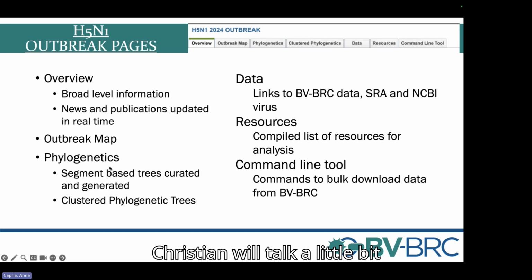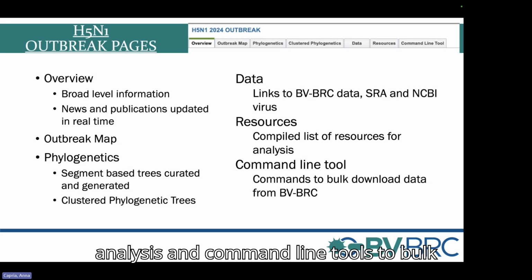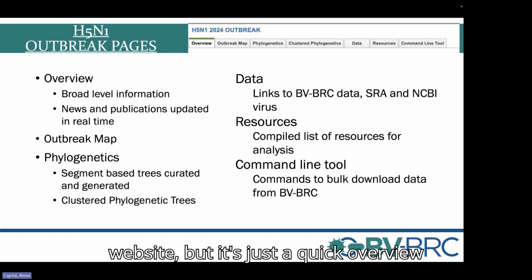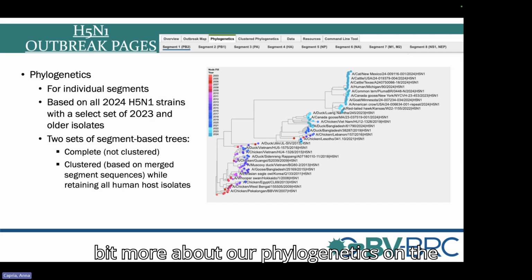Then Christian will talk a little bit more about our phylogenetics, but we have both a segment-based tree that's curated and generated, and clustered phylogenetic trees that are also segment-based. And the data tab includes links to BV-BRC data, SRA and NCBI virus. And then we have a compiled list of resources to help with analysis and command line tools to bulk download data from the BV-BRC. We'll look at the outbreak pages on the website, but that's just a quick overview. And I'll let Christian tell you a little bit more about our phylogenetics on the outbreak page.